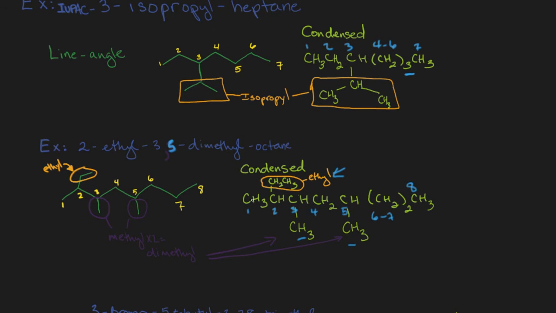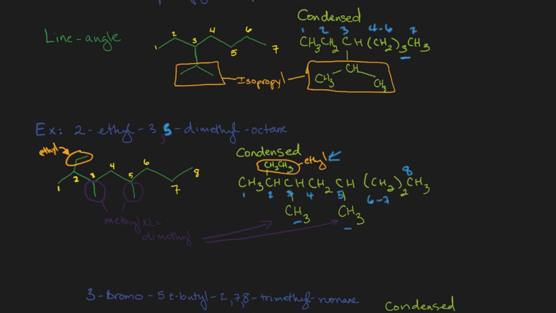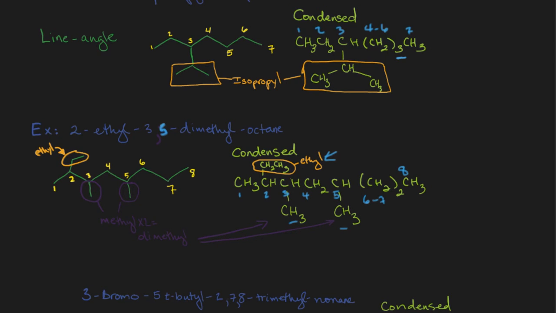All right, so let's recap from the top. 8 on the main chain, ethyl group, 2 methyls on the 3rd and the 5th carbon. So 8 main chain, ethyl, there's 1 carbon right there, and then there's the other carbon right there. Okay, dimethyl on the 3rd and the 5th right there and right there. All right, pause the video, try this one on your own. 3-bromo, 5-T-butyl, 2,7,8-trimethyl nonane.